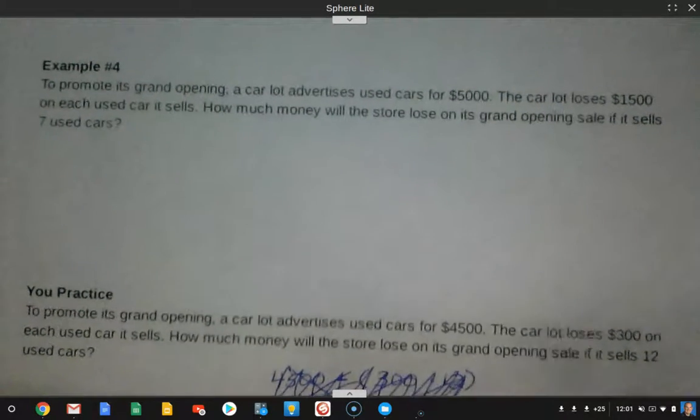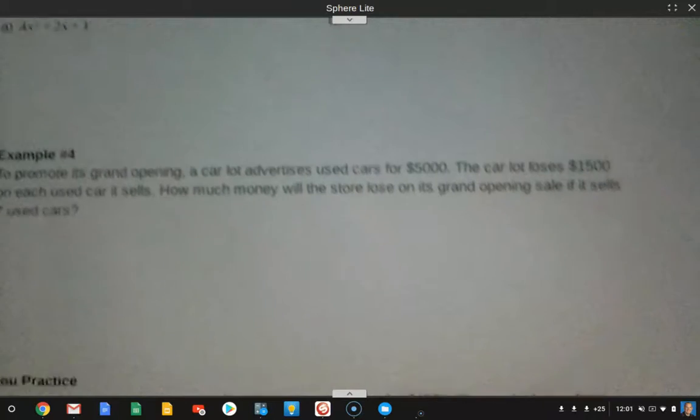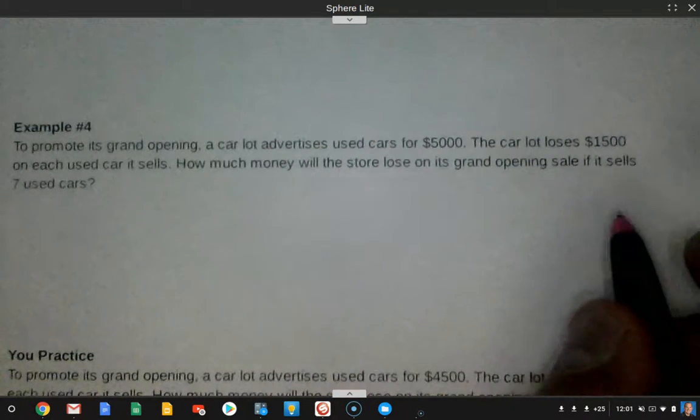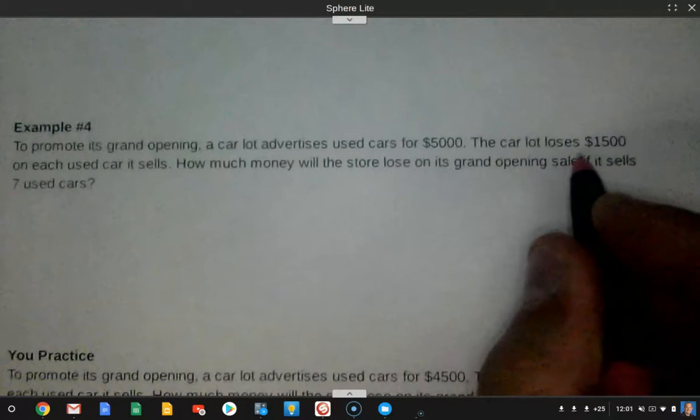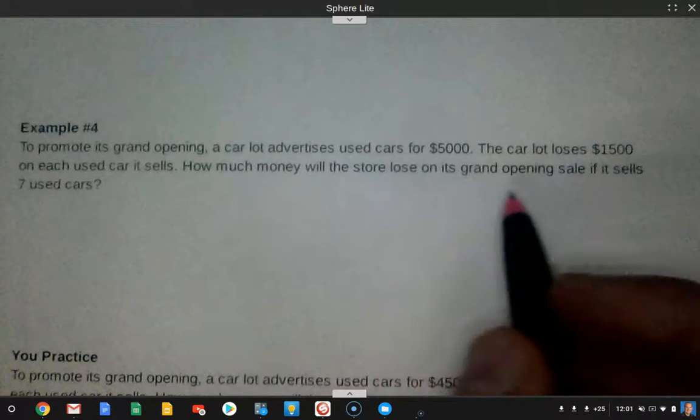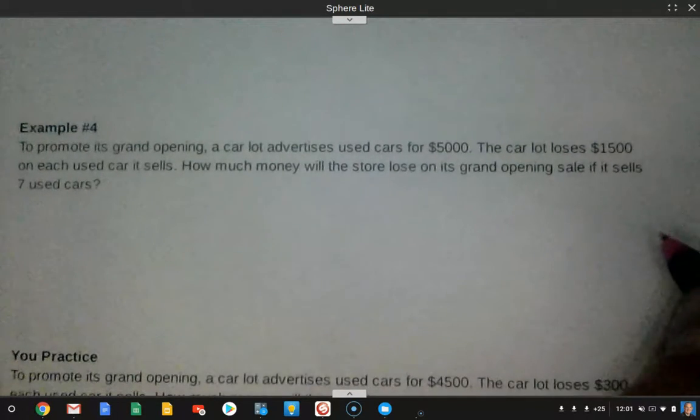Let's try this one over again. All right, here we go. To promote its grand opening, a car lot advertises its used cars for $5,000. The car lot loses $1,500 on each used car it sells. How much money will the store lose on its grand opening sales if it sells 7 cars?